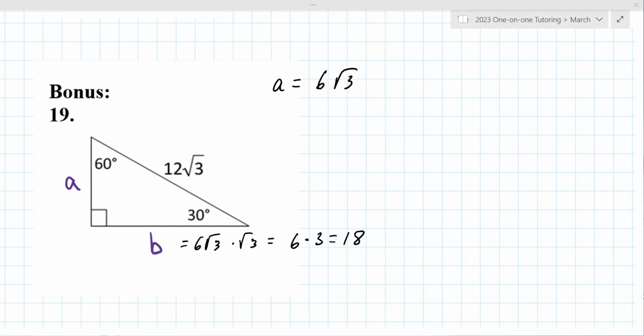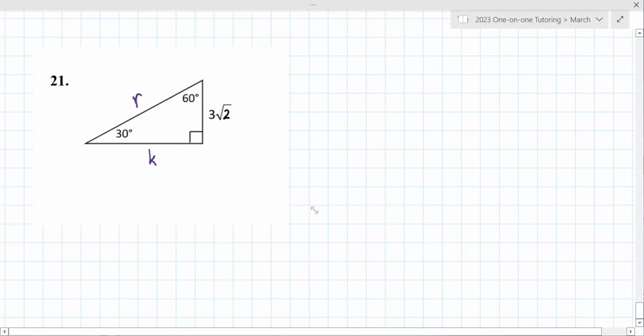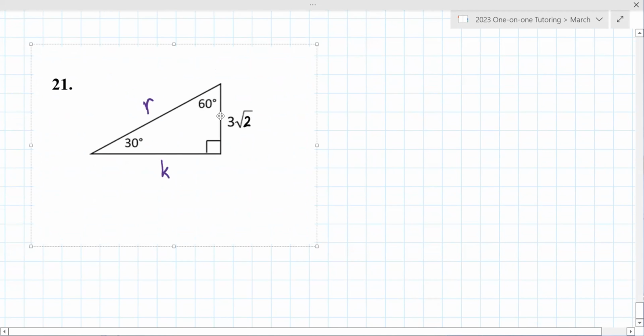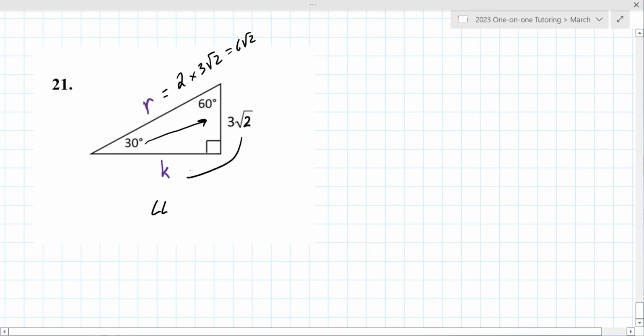We'll do 21 next. The reason this one is a bonus is it just isn't as nice. They're giving you the short leg for once, which is great. So your R is double that, 2 times 3 square root 2, which is 6 square root of 2. Your long leg, you have to take that 3 square root of 2 and multiply by the square root of 3. 3 square root 6.